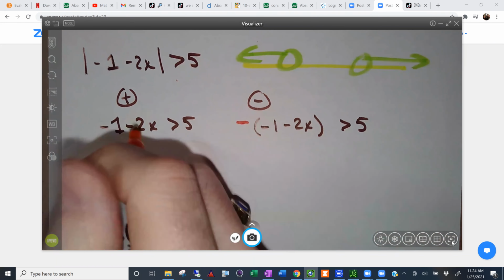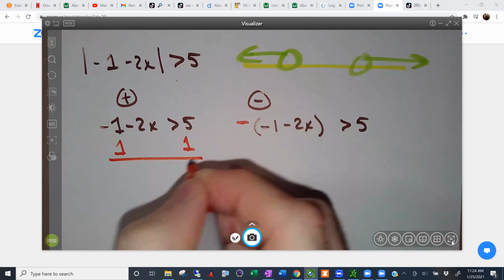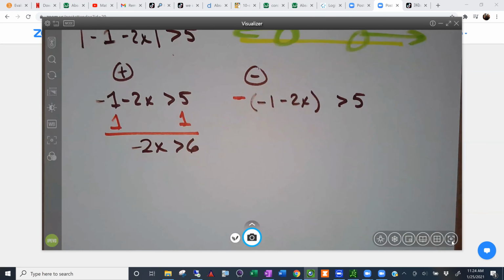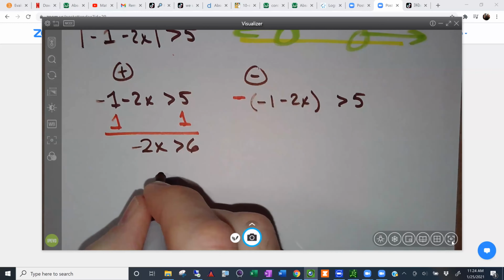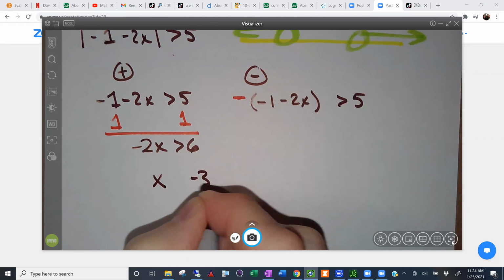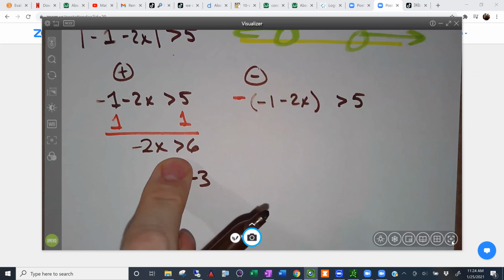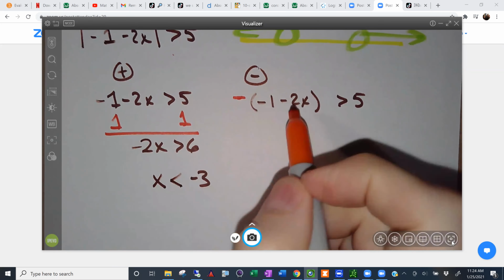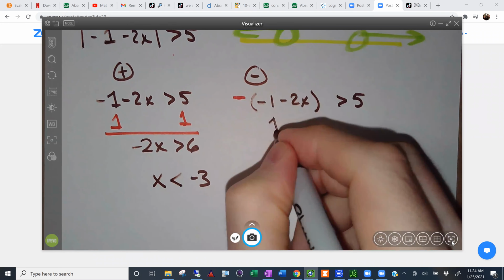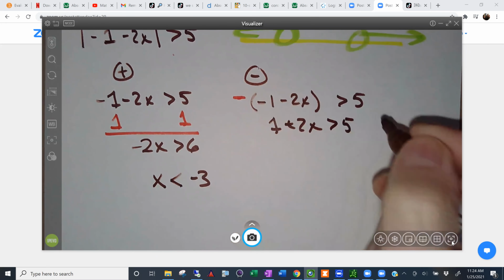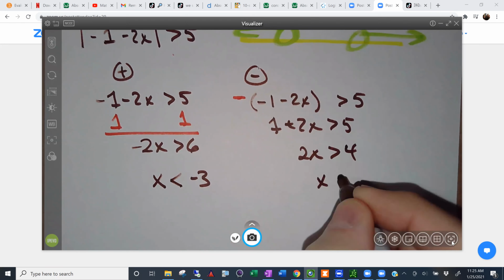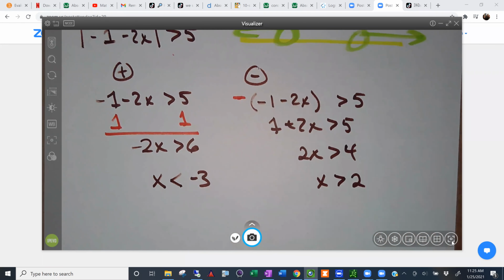Let's solve. I'll add 1 to both sides here and get -2x is greater than 6. Divide both sides by -2. Can anyone tell me what happens when I divide by -2? Flip the sign. Thank you, Grace. Flip the sign. Now over here, I'll distribute the negative. It gives me 1 plus 2x is greater than 5. Subtract 1 from both sides. Divide by 2. There you go.